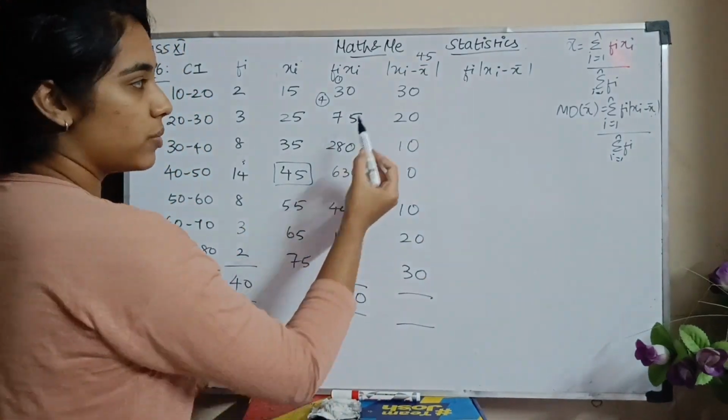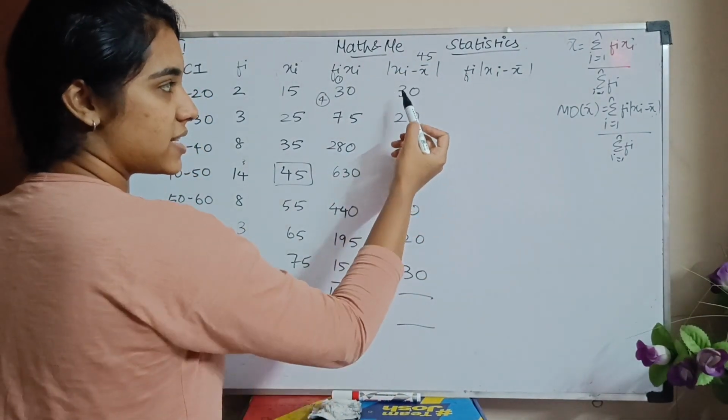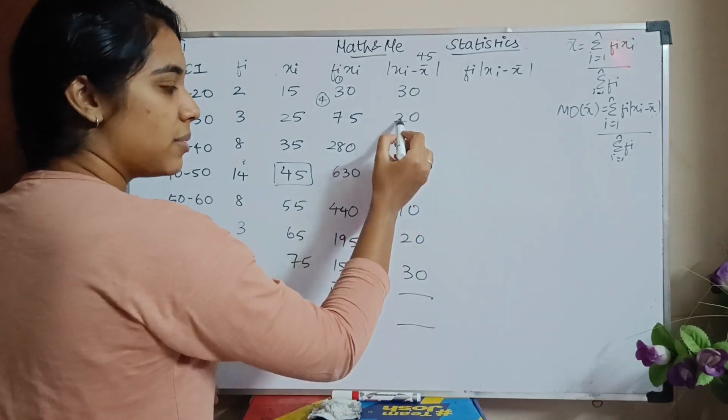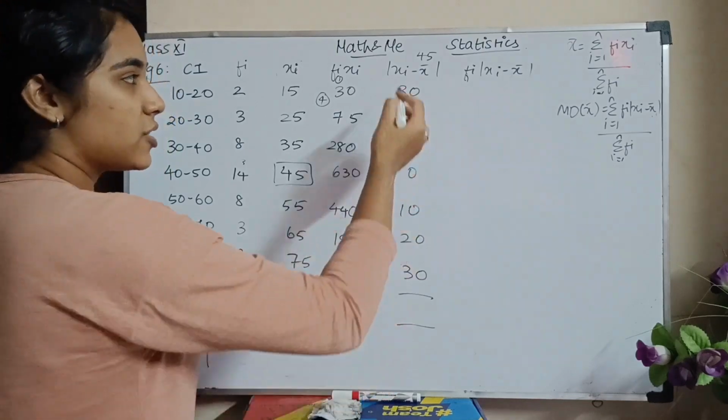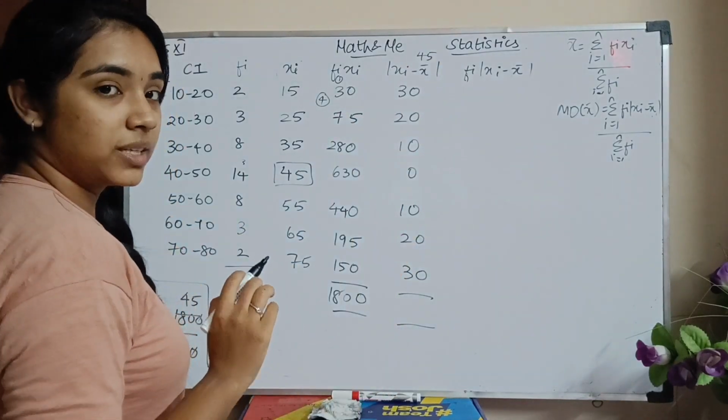If we don't take the absolute value, what will happen? This would have become 0, because I would have had minuses and pluses. So minus 30 plus 30 is 0. Minus 20 plus 20 is 0. Minus 10 plus 10 is 0. So it will be 0. That's why we take the absolute value, in order to omit the negative sign.